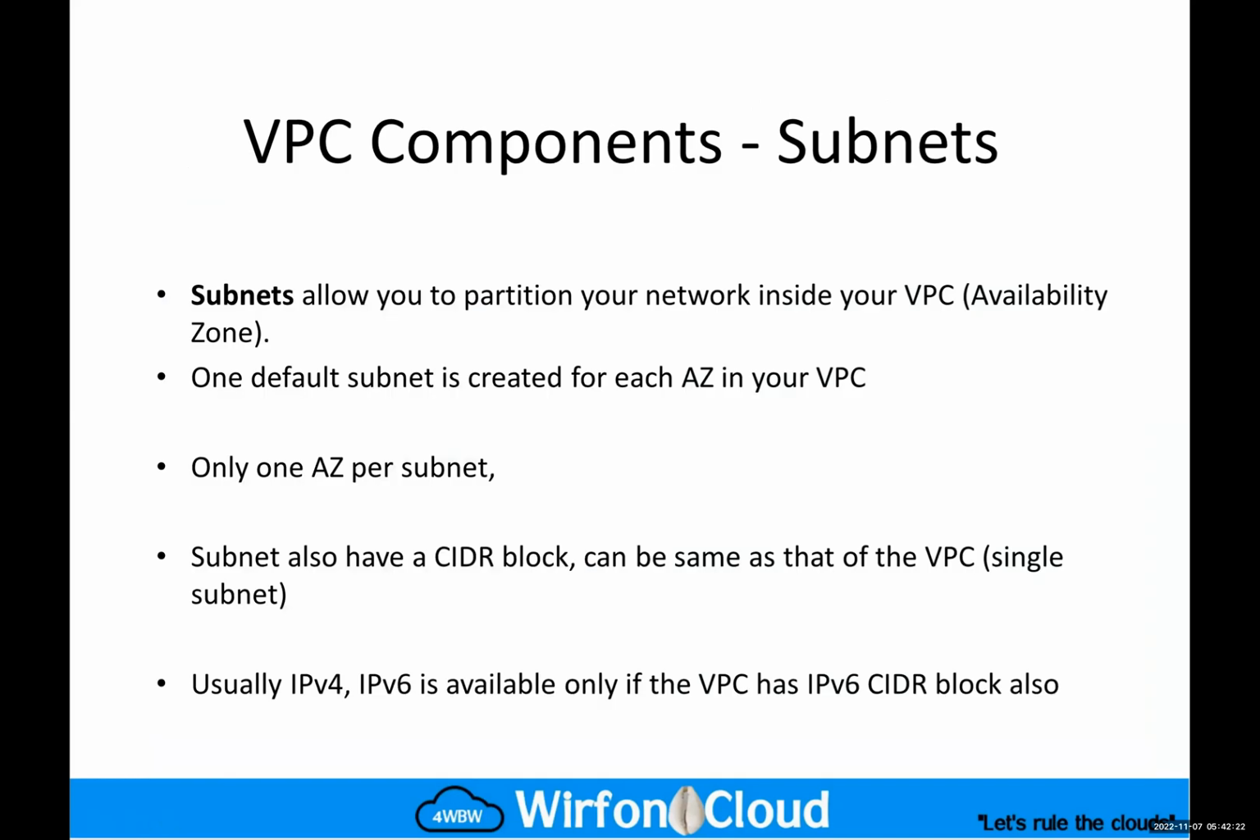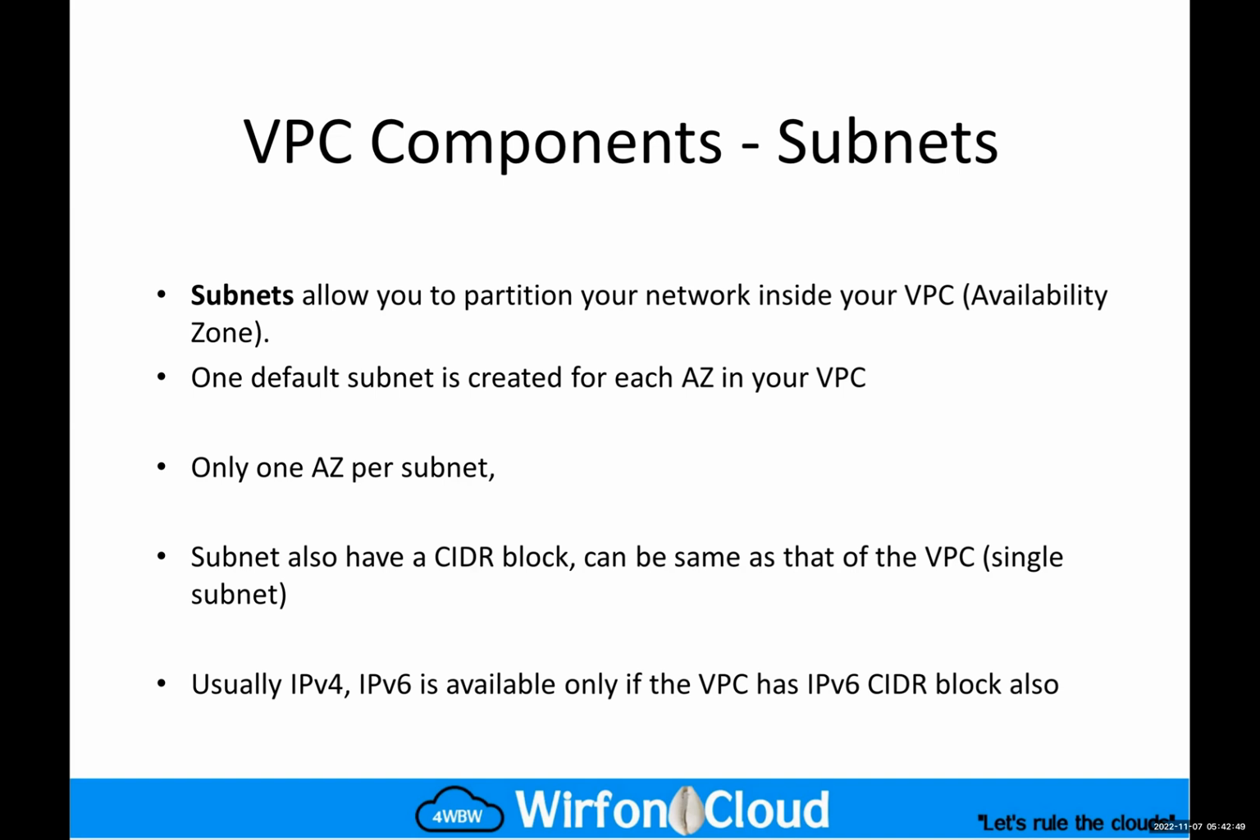So let's discuss some of the components of VPC. The first main component of a VPC is what we call a subnet. We've already seen subnetting in our private networks topic last week. So again, a subnet allows you to create a partition within your network. In this case, you have a VPC.